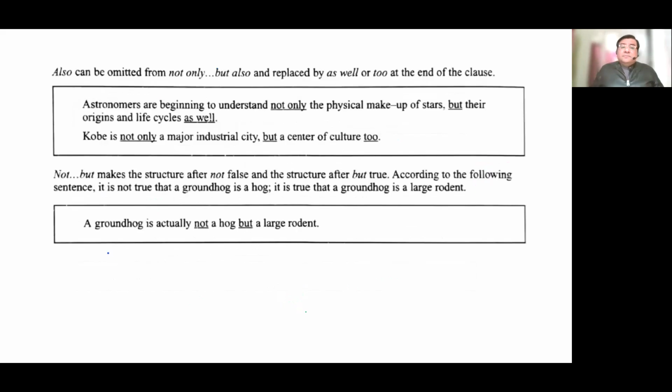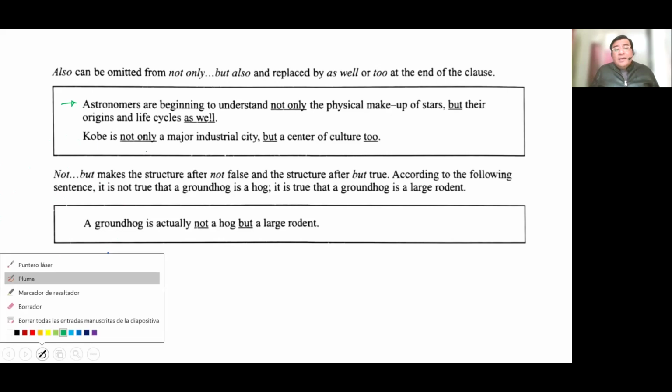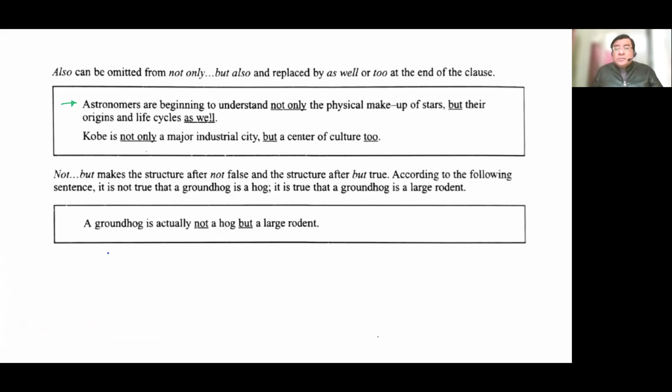Okay, same meaning. You can also omit this word also from not only but also, but you can replace this also with as well or too at the end of the clause because they build up a similar meaning. You have, for example, astronomers are beginning to understand not only the physical makeup of stars, but their origins and life cycles as well. It's the same as saying not only the physical makeup of stars, but also their origins and life cycles. Or, for example, in a second sentence, Kobe is not only a major industrial city, but a center of culture too. So you see, not only a major industrial city, but a center of culture too, instead of, but also a center of culture.